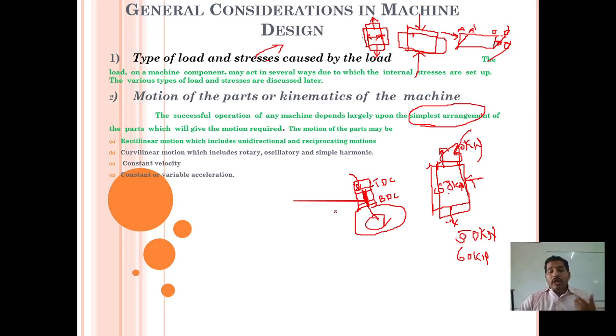Curvilinear motion, which includes rotary motion, oscillating motion and simple harmonic motion. If you make the component in such a way that rotates, I will give the example of a fan.